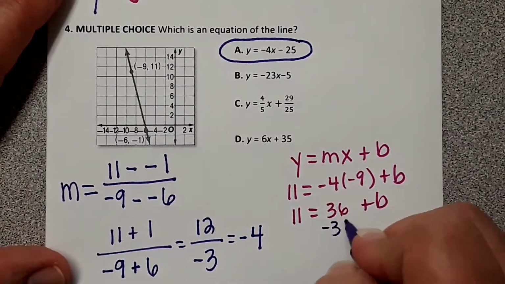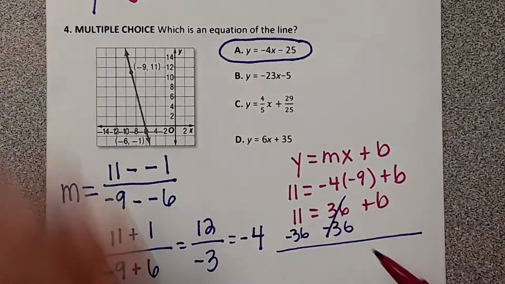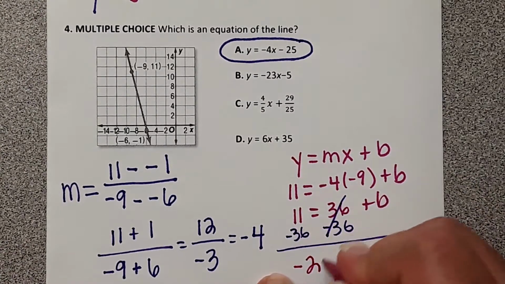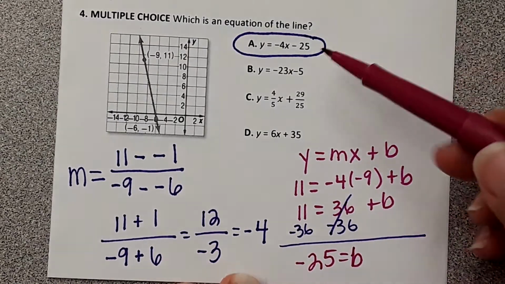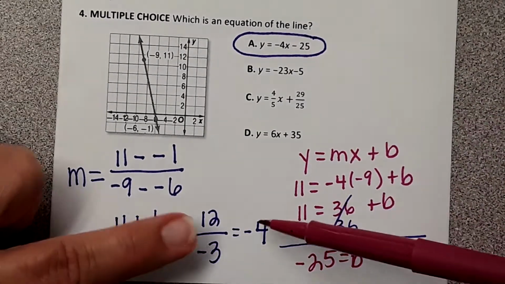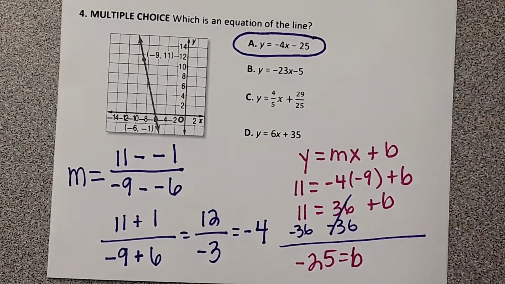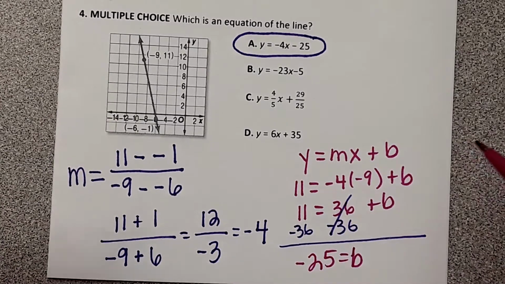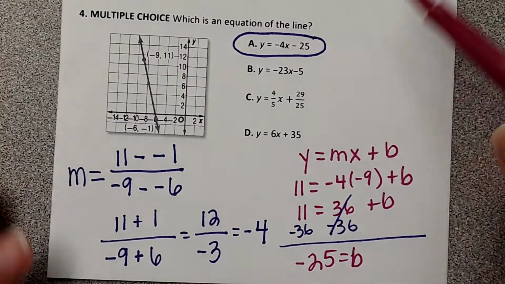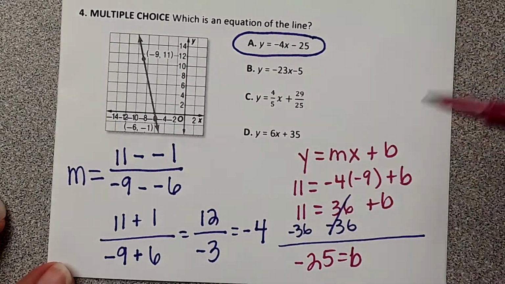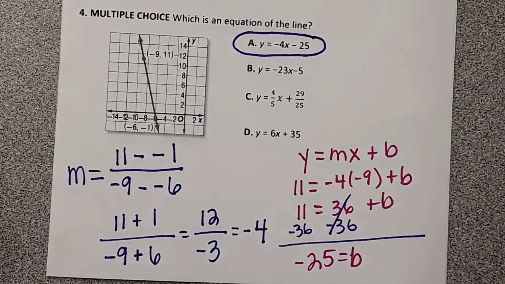I'm going to subtract this 36 from both sides. 11 minus 36 is indeed negative 25 equaling b. So I know now that that is the correct answer. I have my slope of negative 4. I have my y-intercept of negative 25. I've checked it. You guys, again, what I did to make sure that this was the right y-intercept is I took one of these points and I plugged it in. These are the points, like y and x, you can plug in.